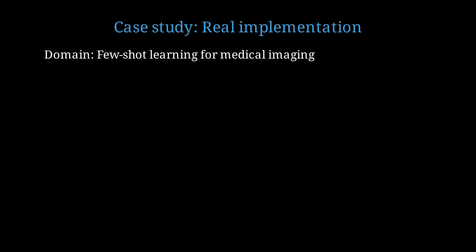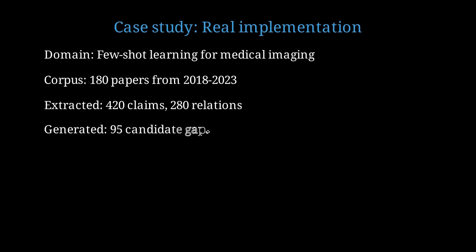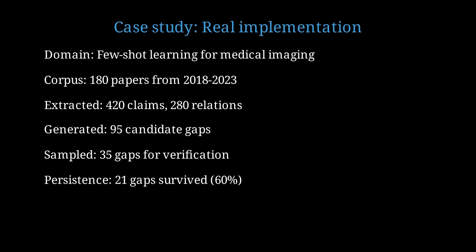Domain: few-shot learning for medical image classification. Corpus: 180 papers from 2018 to 2023, filtered by citation count greater than 10. Extracted: 420 claims and 280 relations using GPT-4. Generated: 95 candidate gaps using combination and extension strategies. Sampled: 35 gaps for human verification using stratified sampling. Persistence: 21 gaps survived human verification. That's 60%, which is good.